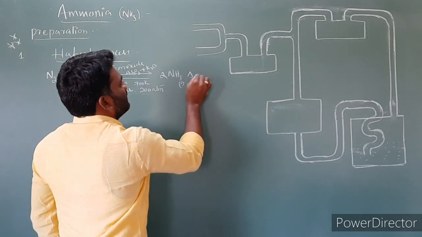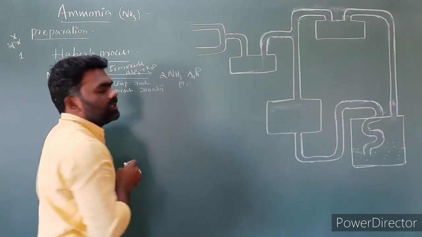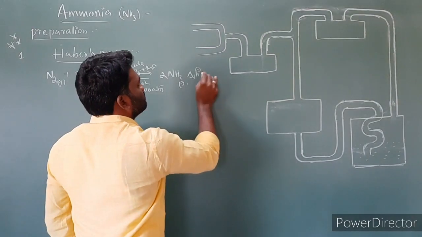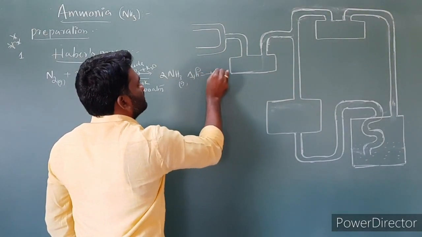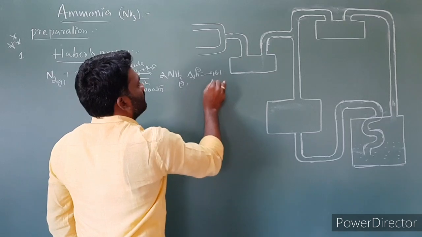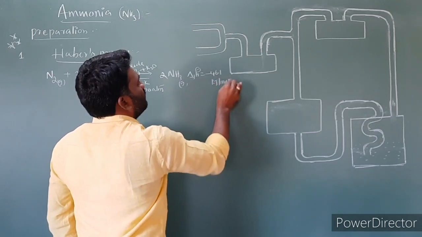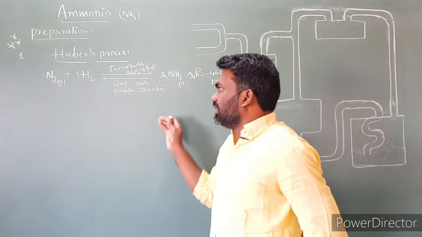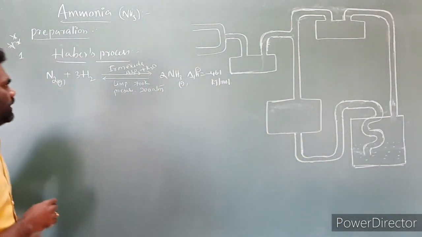So the standard enthalpy of formation of ammonia is equal to minus 46.1 kilojoule per mole. So this is the standard enthalpy of formation of ammonia. Now let us write the statement relating to it.